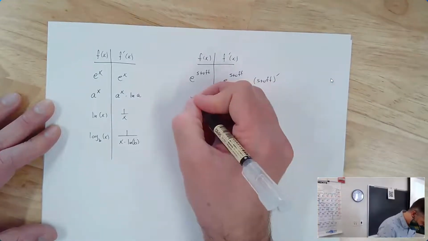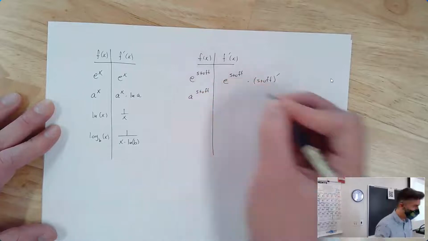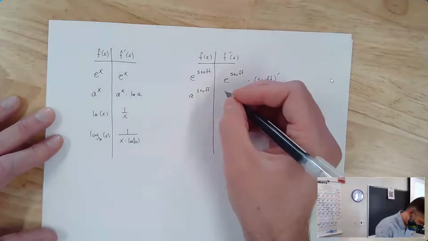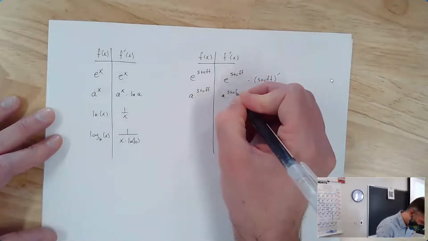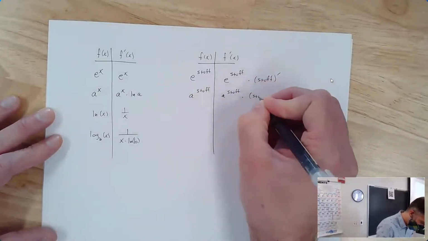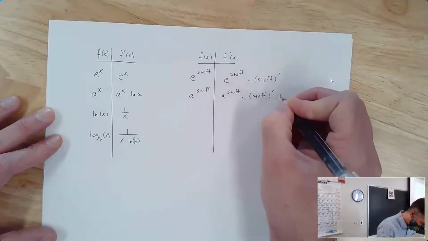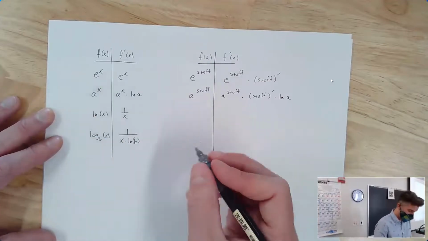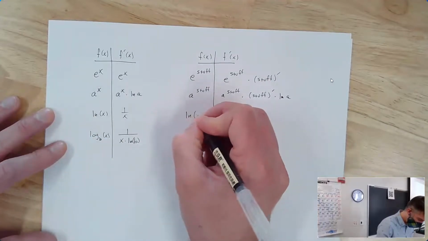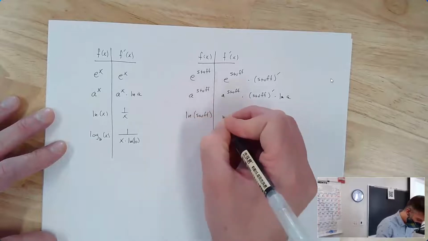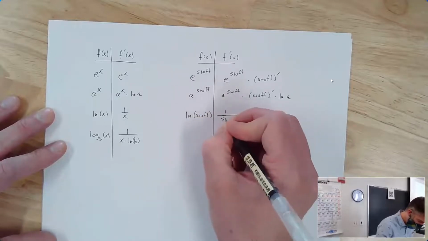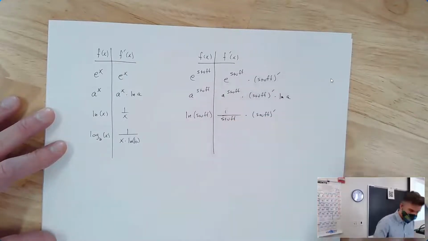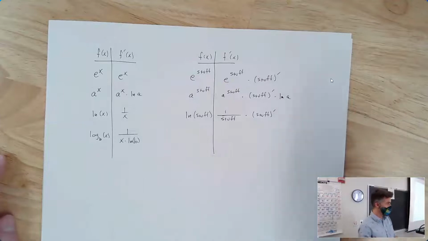And if your function is a to the stuff, you're going to have the same sort of pattern, except you're also going to get the natural log of a in there. The derivative is a to the stuff times the derivative of the stuff times the natural log of a. And then the same sort of deal for the logarithmic functions. If your function is the natural log of some stuff, the derivative is 1 over the stuff times the derivative of the stuff. And again, if you prefer, you can certainly write that as the derivative of the stuff divided by the stuff.